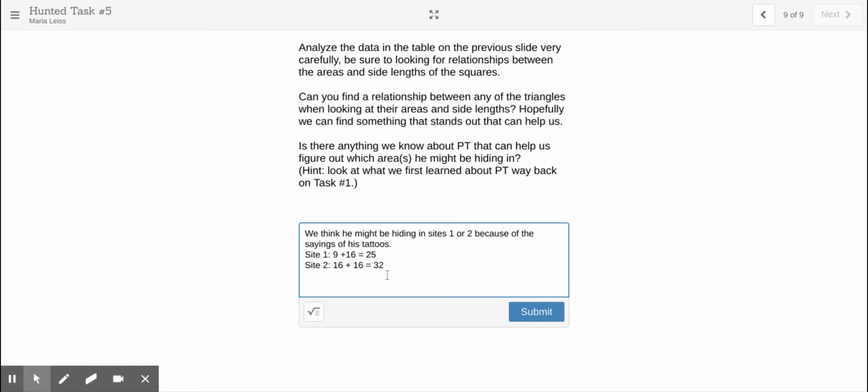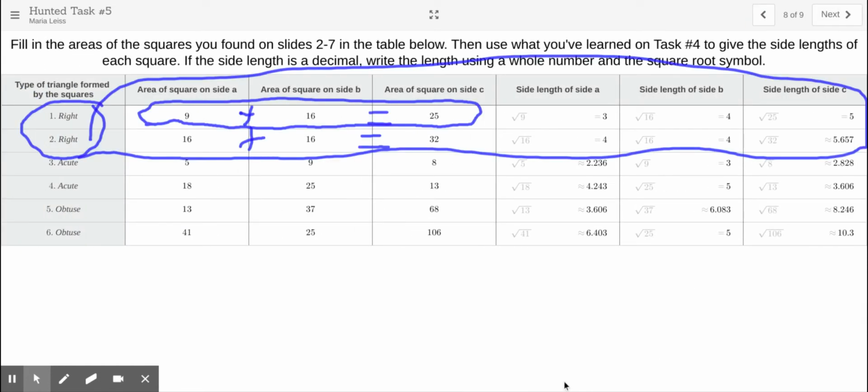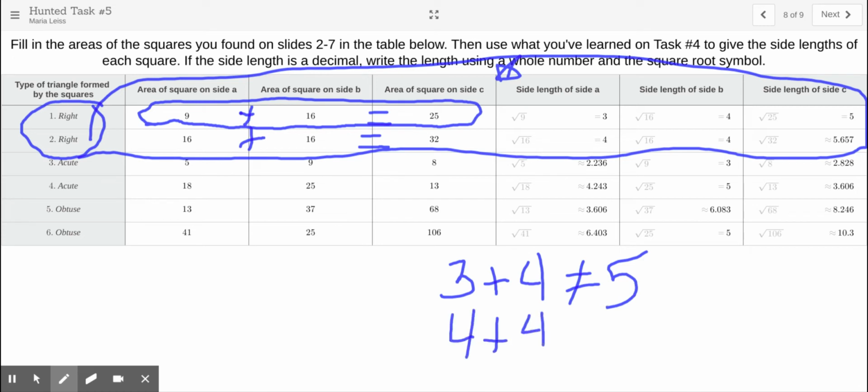Okay. If this relationship exists for the areas, a very similar relationship should also exist for the side lengths. But here's what I know. I know that 3 plus 4 does not equal 5. I also know that 4 plus 4 does not give me a decimal. That doesn't work. However, I have to be able to write a similar equation that works for these, because it works for the areas. So I have to somehow make 3 plus 4 equal 5.